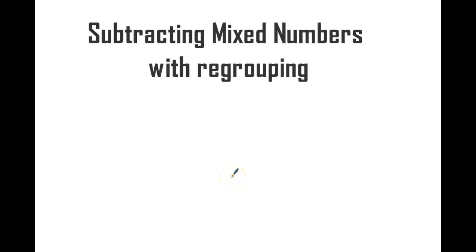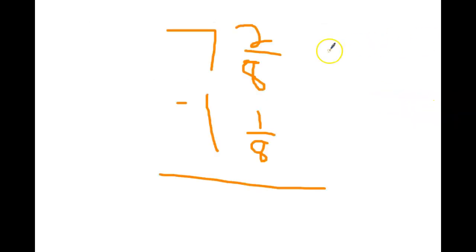All right, so today we're subtracting mixed numbers with regrouping. We're going to look at some problems with subtracting with regrouping. So the first one, let's look at this first problem. We have 7 and 2/8 minus 1 and 1/8.